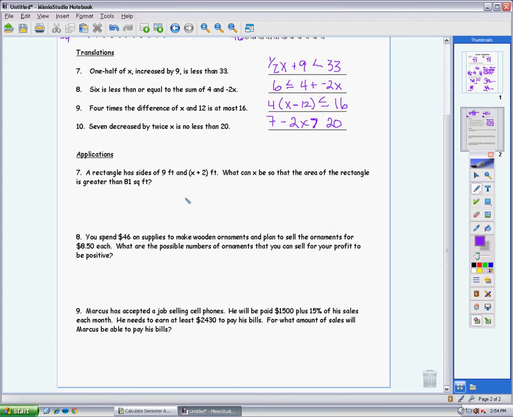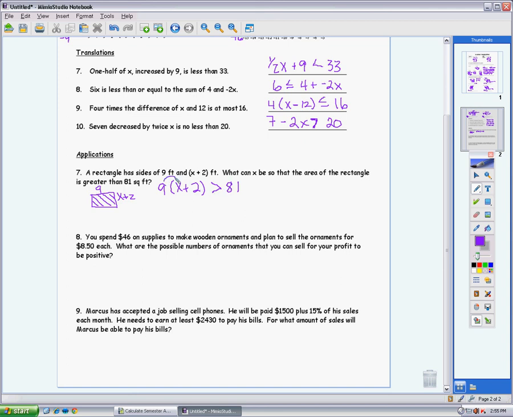Okay, applications. A rectangle has sides of 9 and x plus 2 feet. What can x be so that the area of the rectangle is greater than 81 square feet? Well, I'm a visual person, so I like to draw it out. So I've got 9 and x plus 2, and I'm looking at the area. So that's the space inside the rectangle. So that means my area formula is length times width. So I've got 9 times x plus 2, and it says it's got to be greater than 81 square feet. Okay, once I get my equation set up, now I just need to solve it.